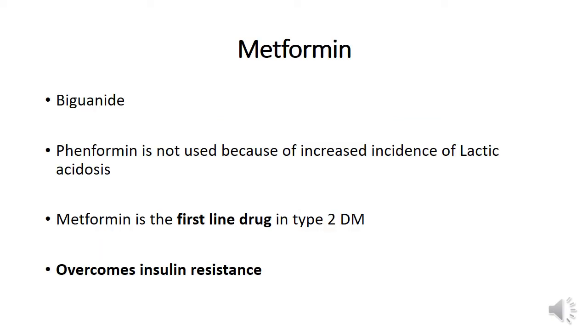Metformin is a biguanide, and biguanides are oral anti-diabetics which are useful in type 2 diabetics. They overcome insulin resistance. Phenformin is the other biguanide which is not used because of increased incidence of lactic acidosis. And metformin happens to be the first line drug in the treatment of type 2 diabetes mellitus.